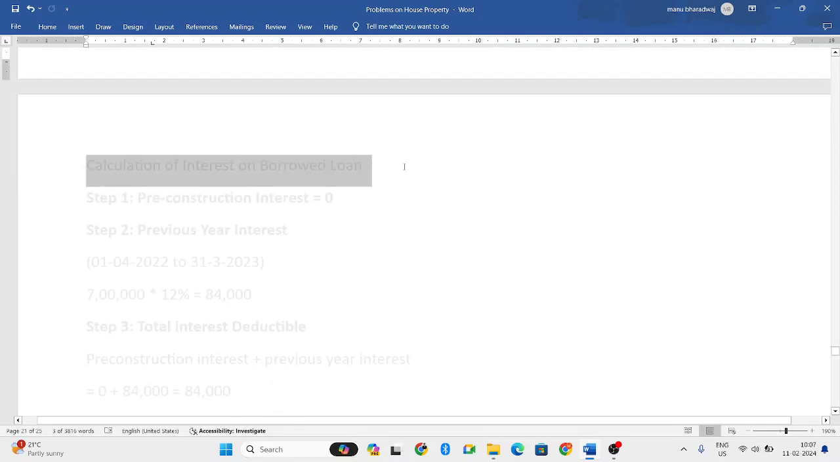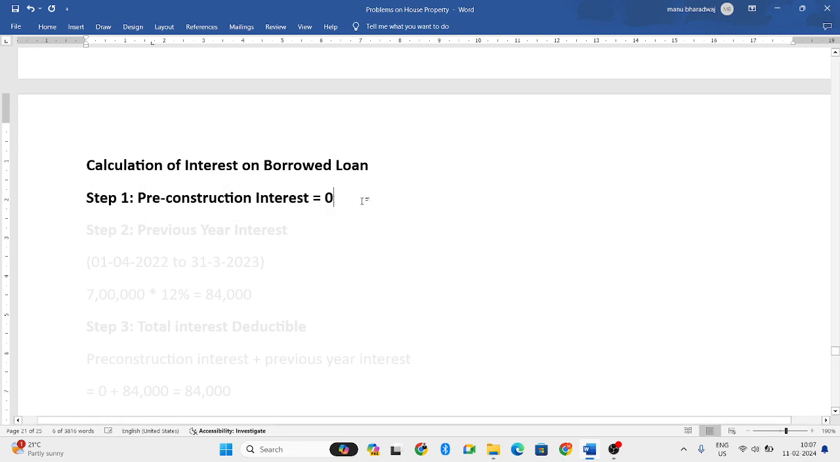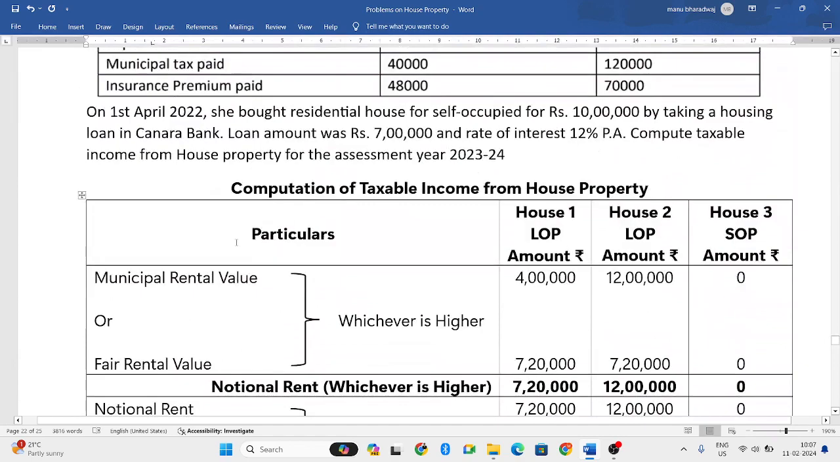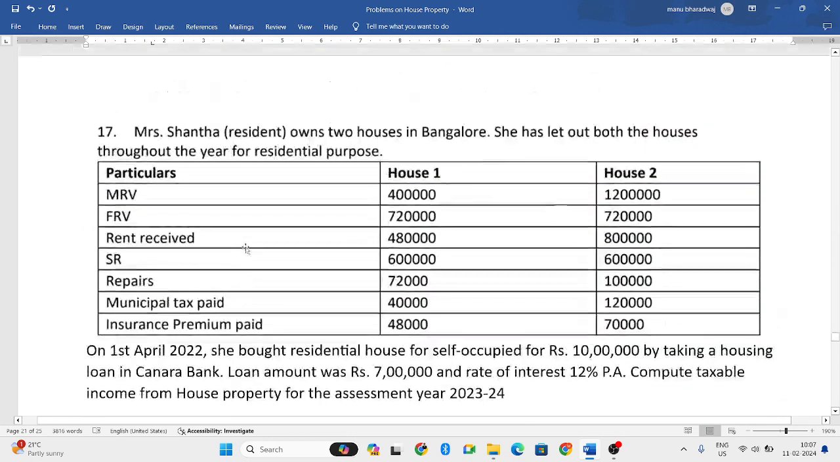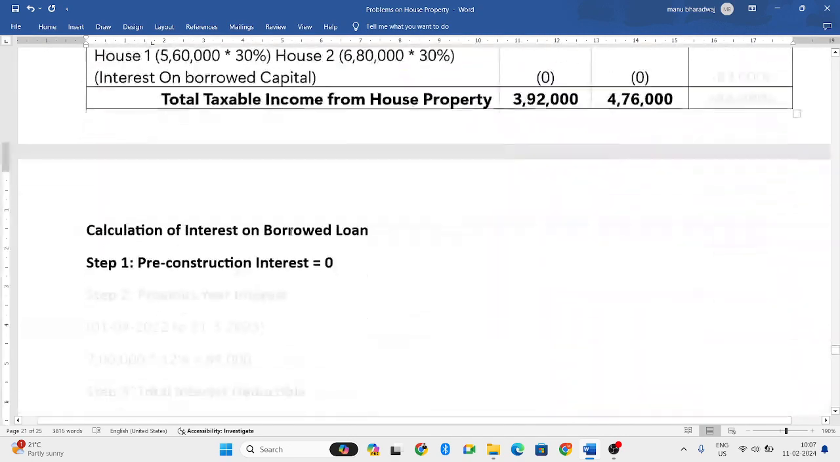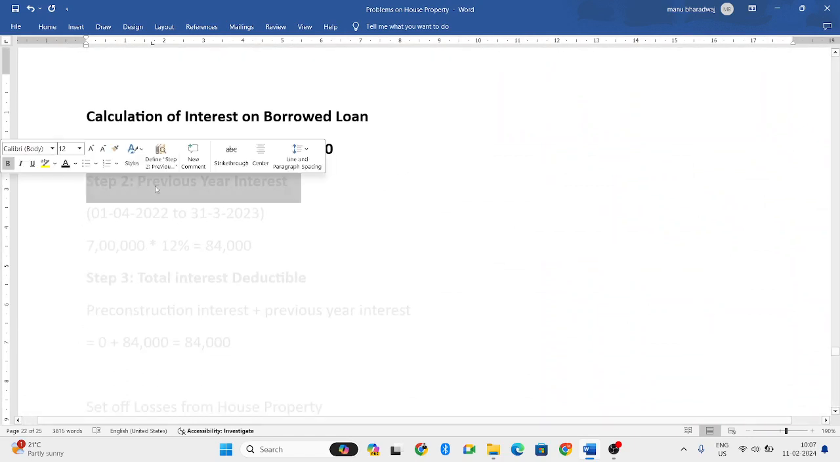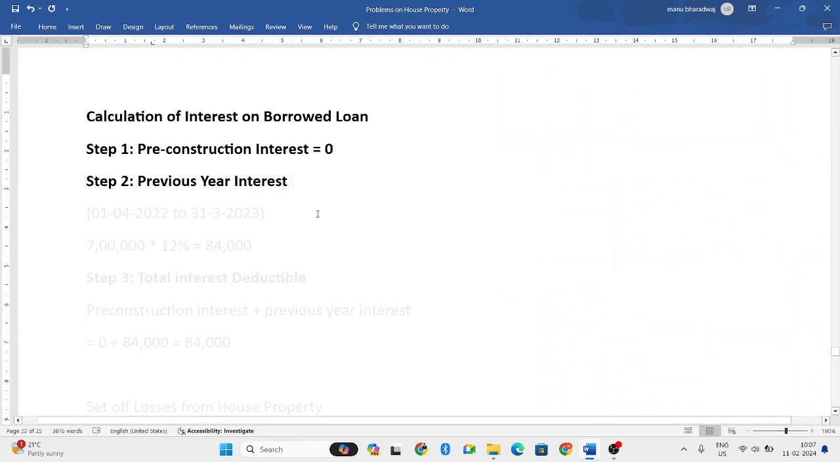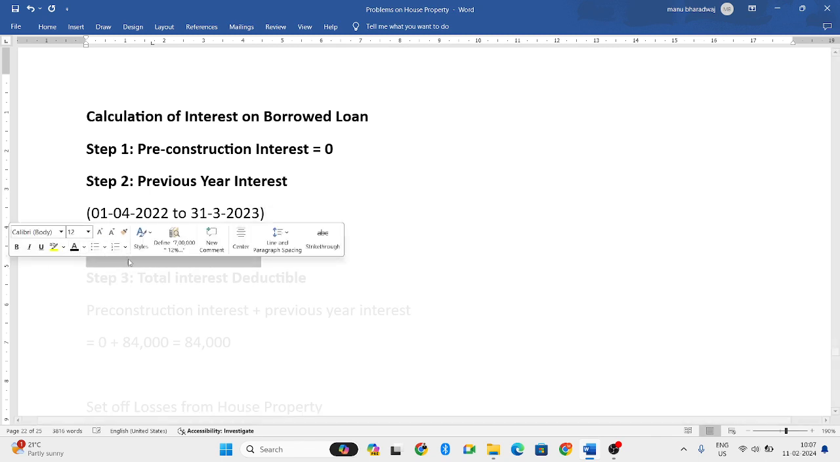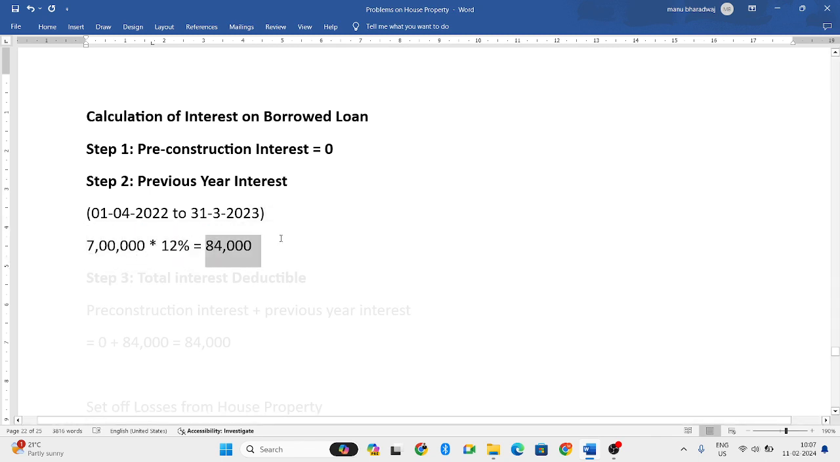Now we have to calculate that interest on borrowed loan. First is pre-construction interest. Pre-construction interest is 0 because the loan is taken on 1st April 2022 and there is no information regarding the construction of the house. So we have to charge the previous year interest. Our previous year runs from 1/4/2022 to 31st March 2023. So 7 lakh into 12% will be 84,000. So 84,000 is the previous year interest.